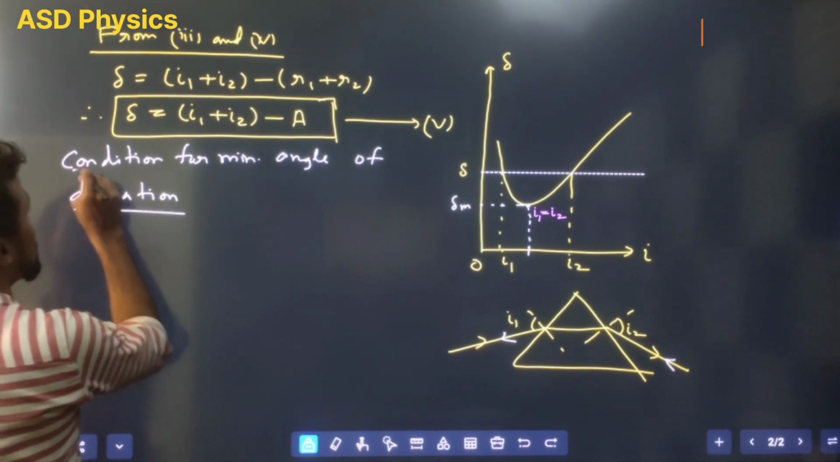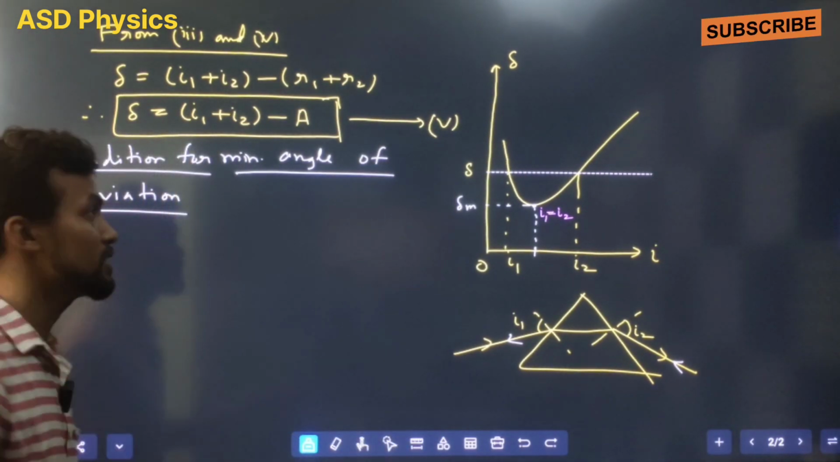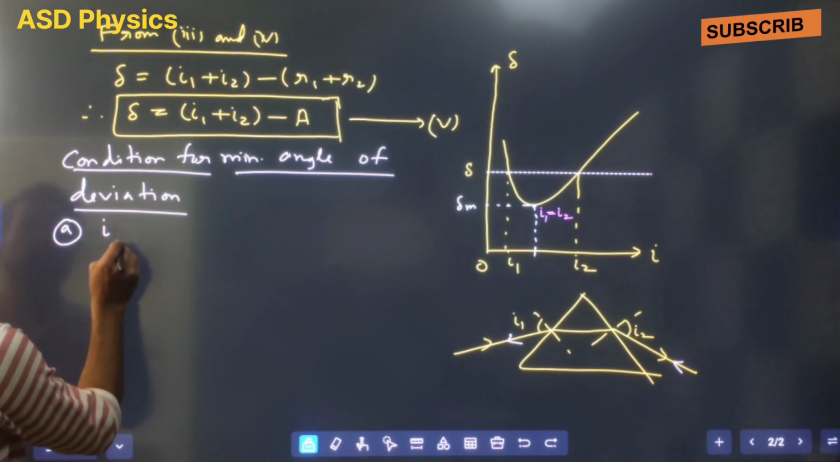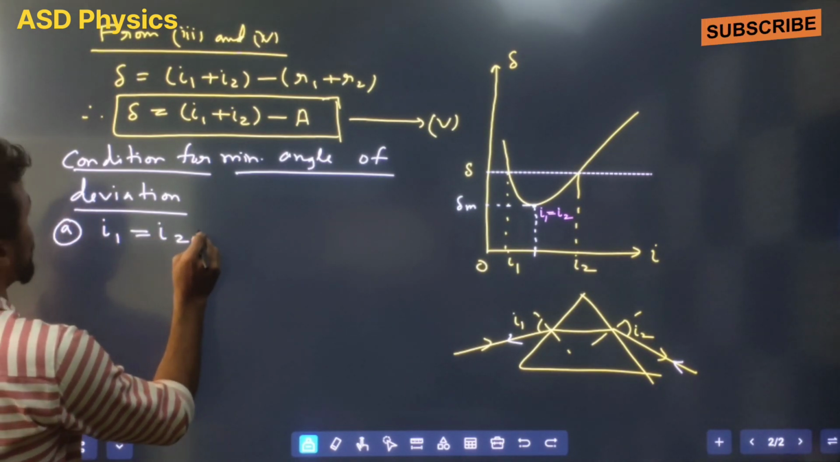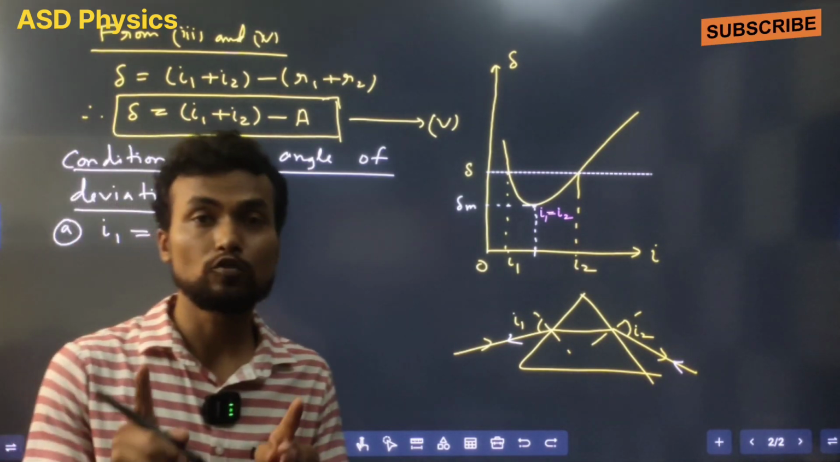Okay, what is this? The condition for minimum angle of deviation here. Write the conditions please. Here the first condition I am going to write: I1 equal to I2 equal to I. First condition, I1 equal to I2 equal to I.